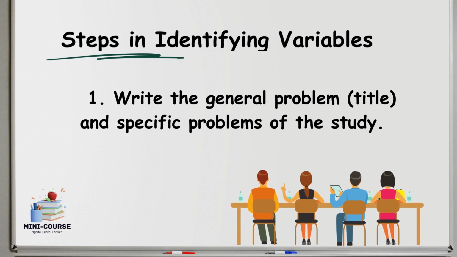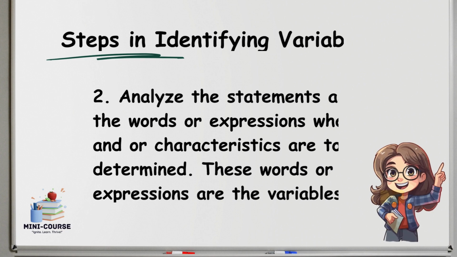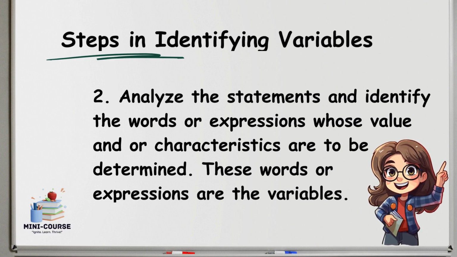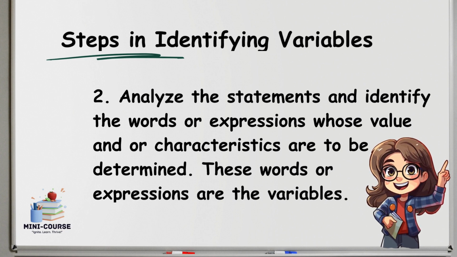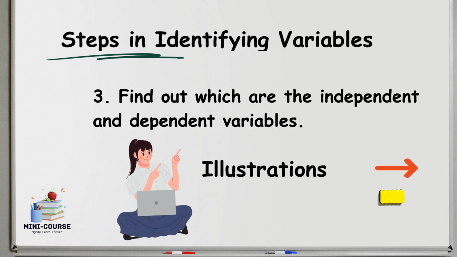1. Write the general problem, title, and specific problems of the study. 2. Analyze the statements and identify the words or expressions whose value and/or characteristics are to be determined. These words or expressions are the variables. 3. Find out which are the independent and dependent variables.